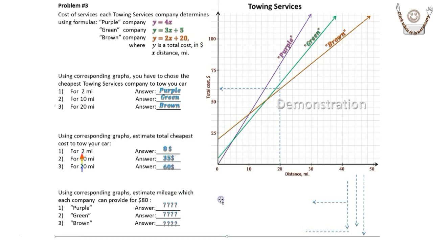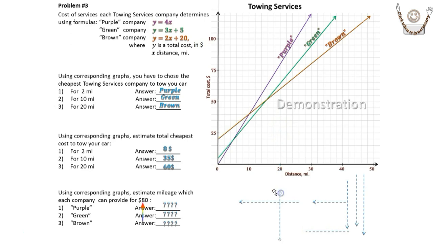Okay, now let's read the third question. Using corresponding graphs, estimate mileage which each company can provide for $80. Okay, now let's go back. Okay, for $80, 75, and we have to show 80. Okay, here we are. So now let's look what we have for $80.